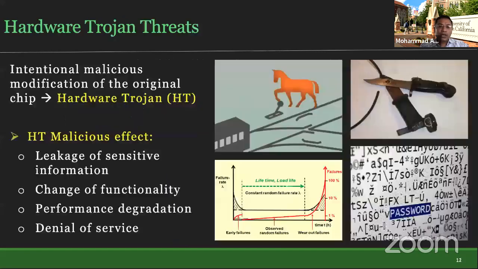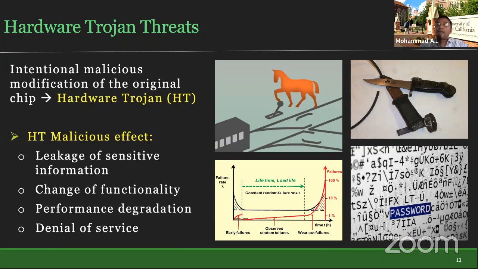If you focus on hardware Trojan security, the question is, can I intentionally insert some malicious circuit or malicious hardware? And if I insert it, can I break all the CIA properties that I talked about? I can break confidentiality, so that I can leak some sensitive information. I can change the functionality, which means I can break integrity. I can even cause denial of service. I can deny any of the services.